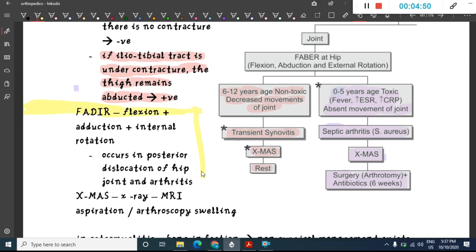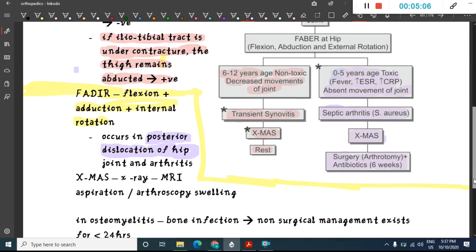So where do you see this flexion, adduction and internal rotation? This flexion, adduction and internal rotation mainly occurs in posterior dislocation of the hip. It is most commonly seen in posterior dislocation of the hip.